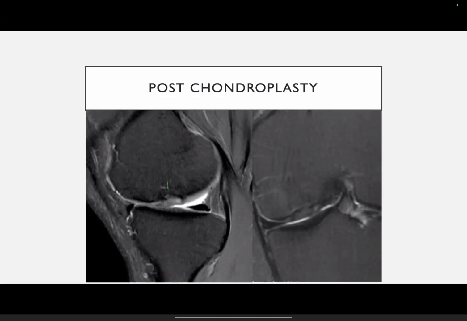And the information which they want is what is the status of the graft, whether it has incorporated with the parent bone or not, whether there is bone marrow edema associated or not, or what is the congruity with the adjoining cartilage. So all these things we have to mention in post-chondroplasty cases. If it's an early case, we will usually see some pattern of subchondral bone marrow edema. That is not infective or anything like that. That is just the incorporation of the cartilage which is happening at that time.